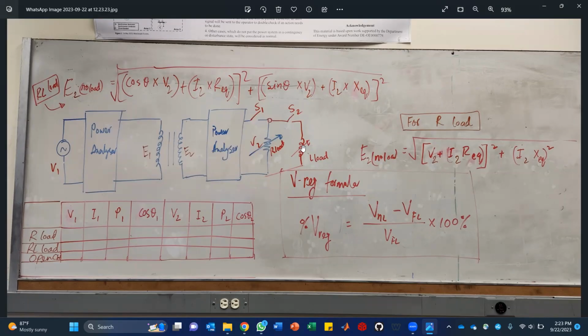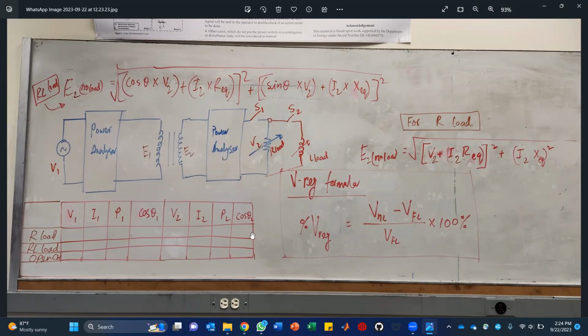So R and L will be parallel. And if you look closely, this R is variable and this L is also variable. So in case one, we will use only R load, and in case two, we'll use R and L load. So in that case, it will be RL load. And in case three, we'll open everything here. So this will be an open circuit, and we'll measure the output voltage, which will be, in theory, V2 will be equal to E2.